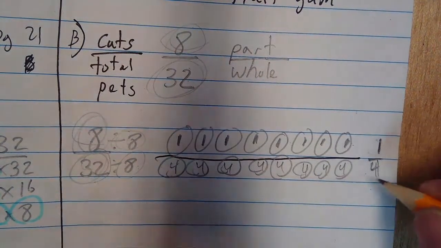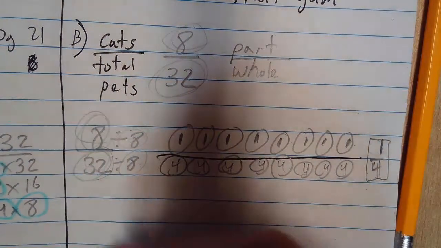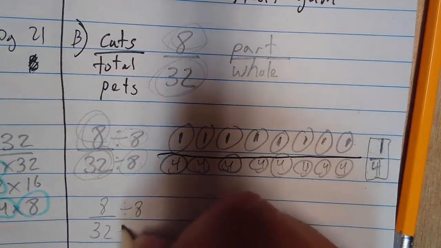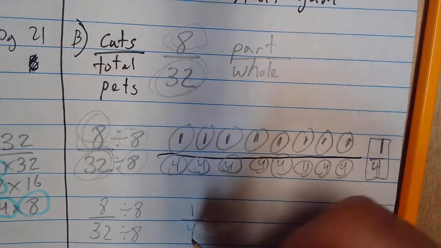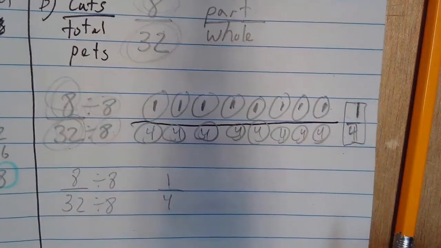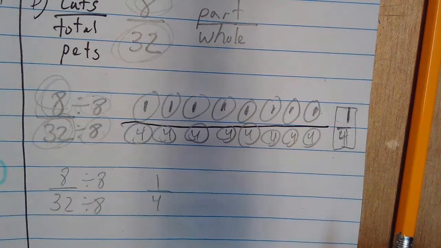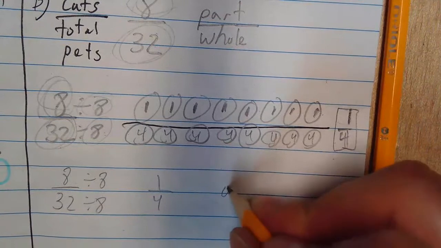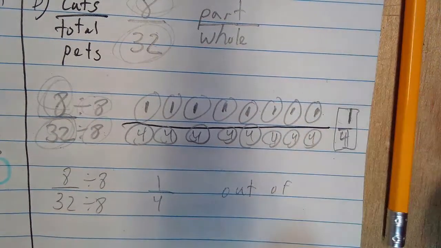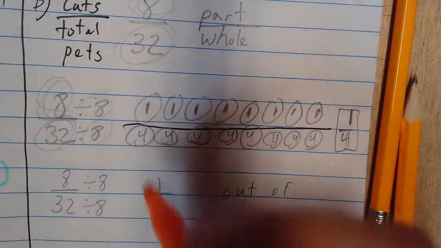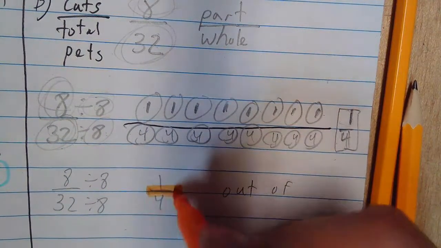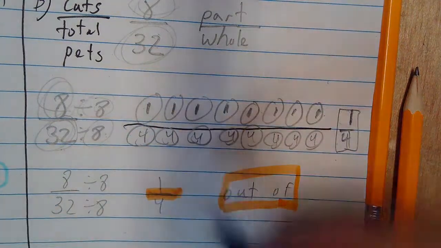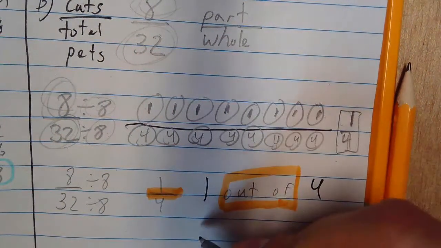So in simplest form, with the math alone, no drawings, you know the greatest common factor is 8. It simplifies to 1/4. Right? So what does this mean? Remember that pattern I said? Out of. Part to whole, out of. 1 out of 4. Now, what are we talking about?